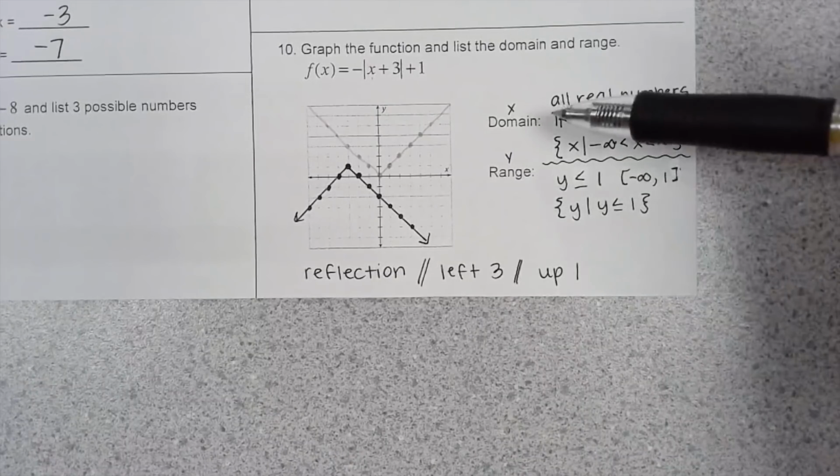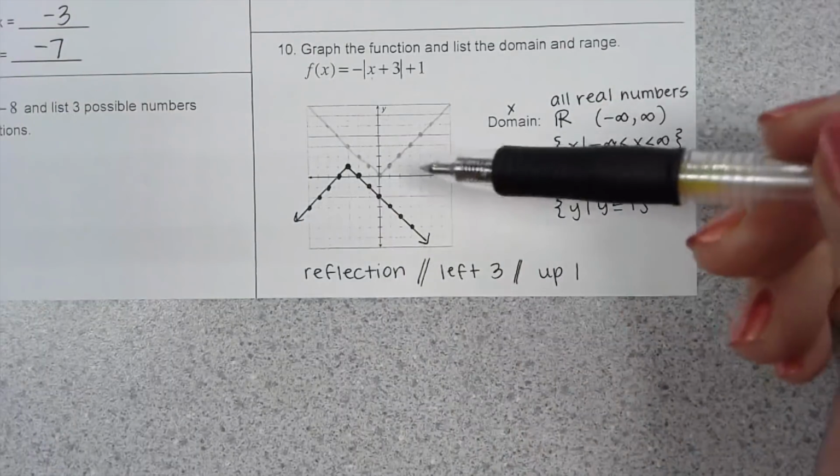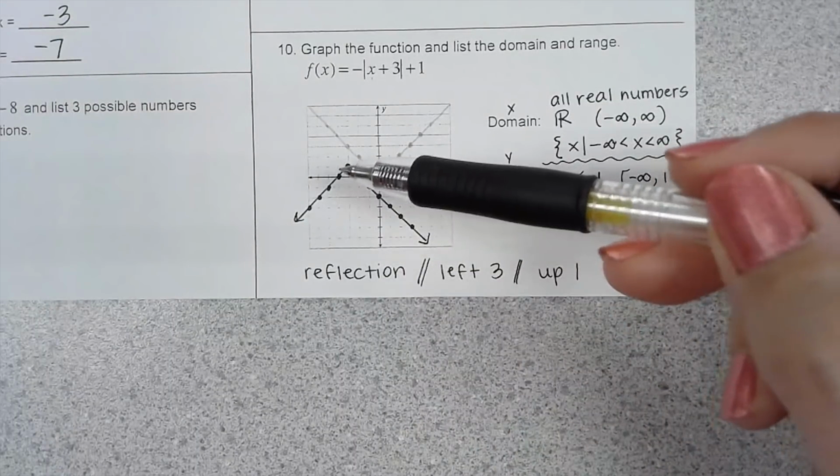Or pick one of these that makes the most sense to you, and you can always practice writing it that way. The big thing to take away from this problem, though, is that the domain is everything, and then the range is just the numbers that are less than or equal to positive 1.